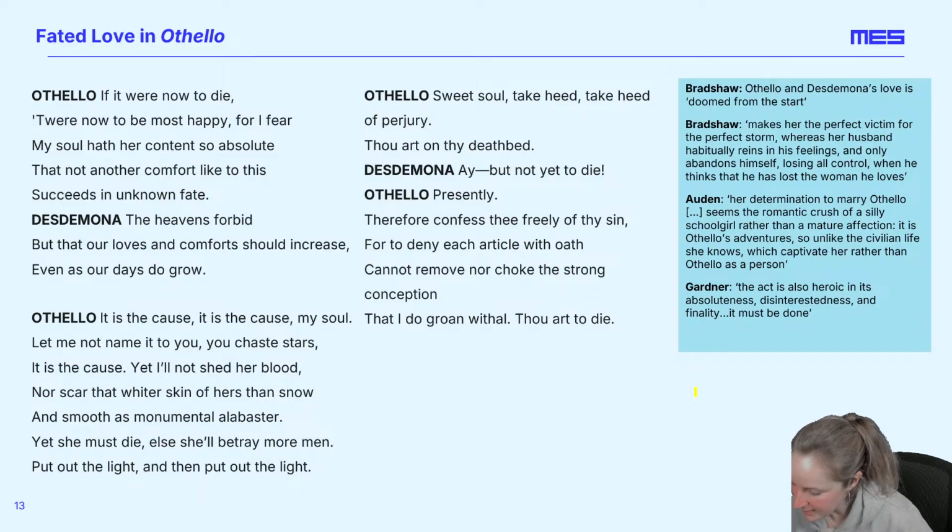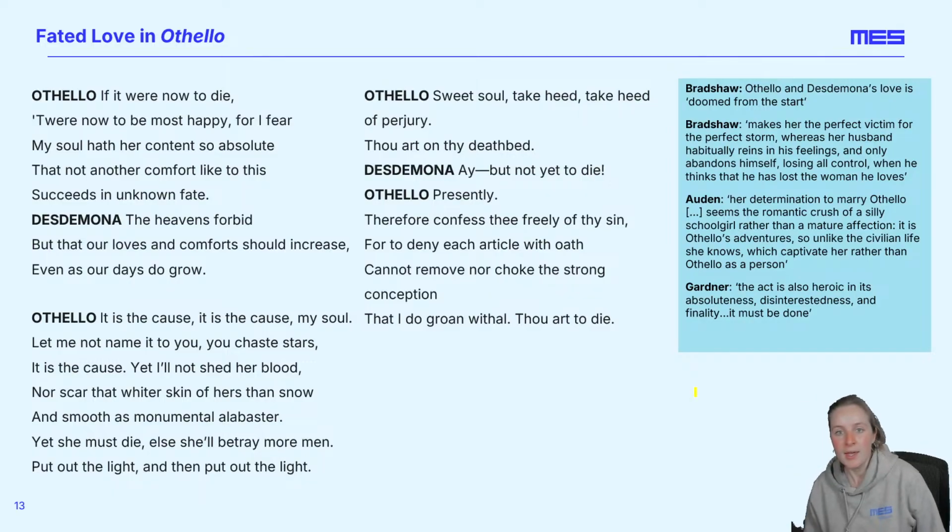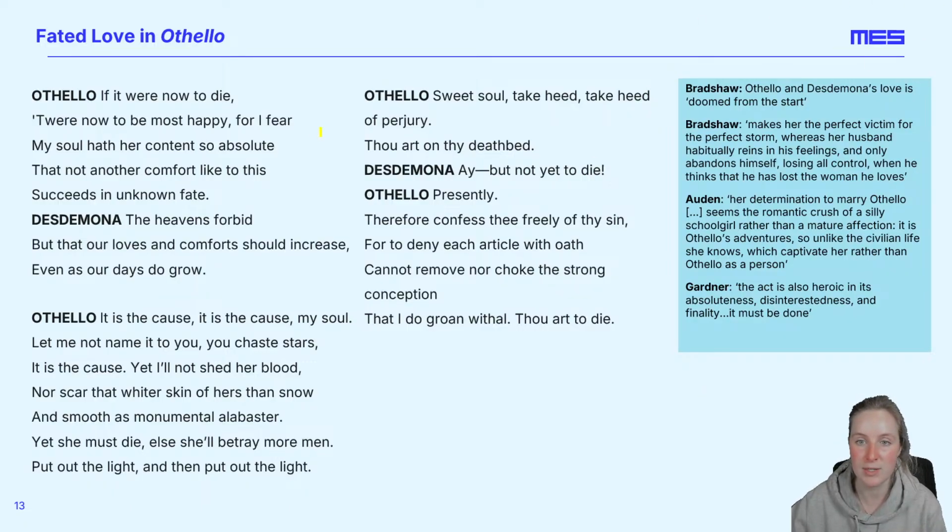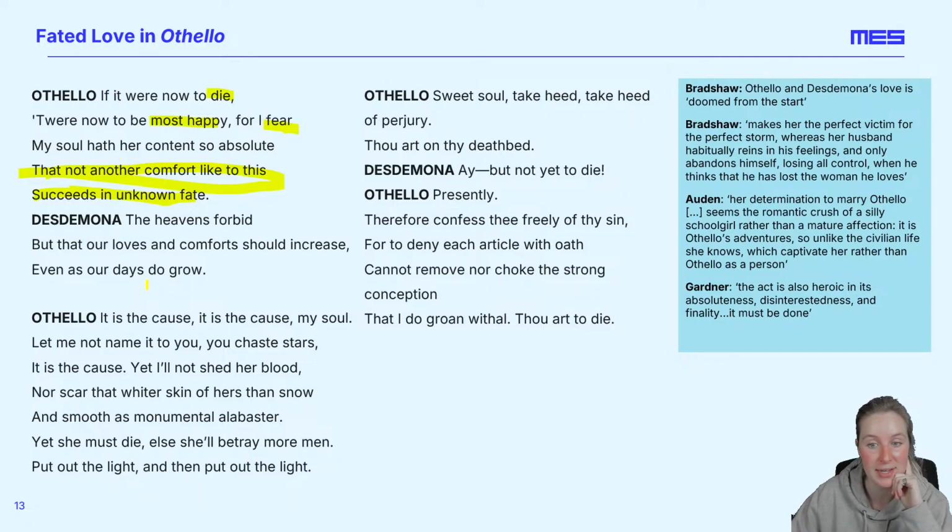Then fated love here. The language of the fact that this marriage is doomed from the start. This is in Act 2, Scene 1. If it were now to die, 'twere now to be most happy. For I fear my soul hath her content so absolute that not another comfort like this succeeds in unknown fate. The heavens forbid, but that our loves and comforts should increase even as our days do grow.